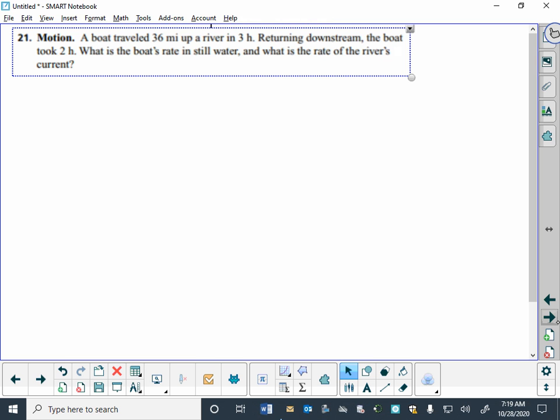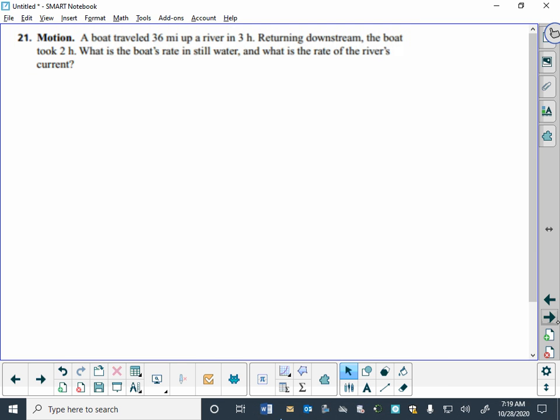I think I have one more to do here. This is called a motion problem. That's how it was labeled. The boat traveled 36 miles up a river in 3 hours. Returning downstream, the boat took 2 hours. What is the boat's rate in still water, and what is the rate of the river's current? So it asked me those two things. Those then need to be variables. I've got the rate in still water and the rate of the river's current.